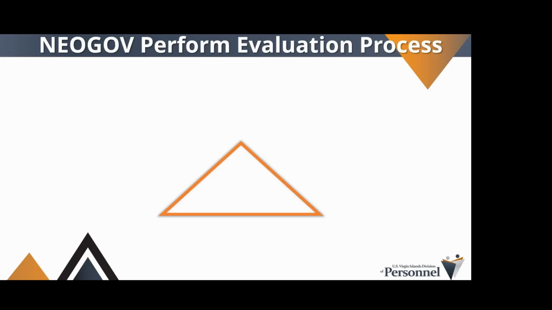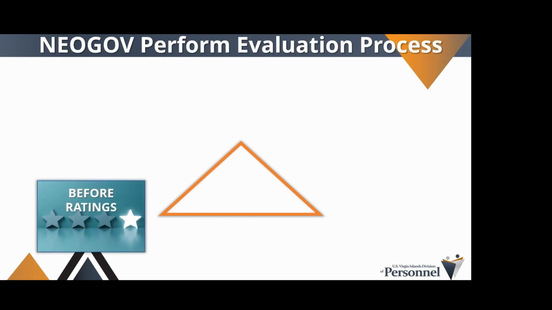As previously mentioned, performance evaluations in Perform occur in 3 easy stages. The first stage is the before rating stage, which starts with the immediate supervisor scheduling a meeting with their employee to discuss the evaluation. This is followed up by the employee's acknowledgement that this discussion occurred.